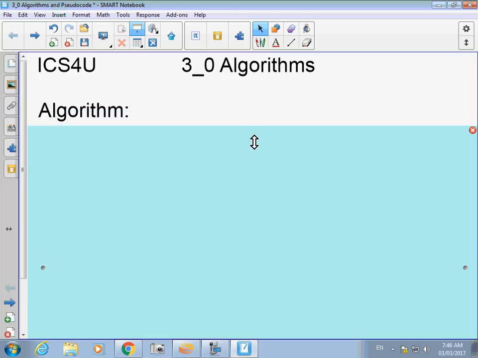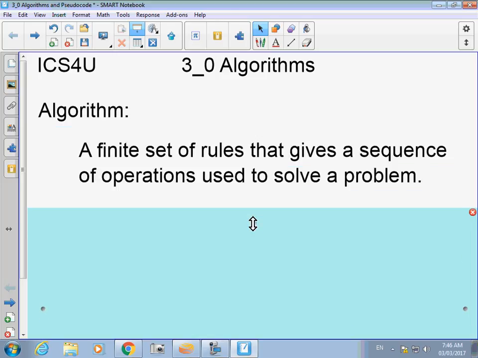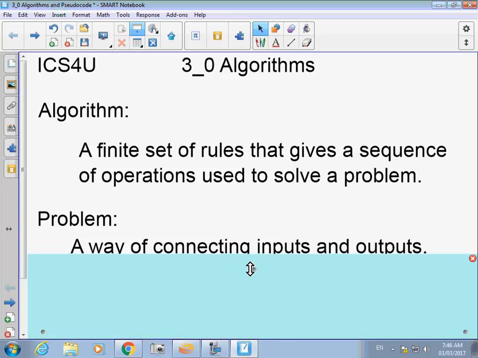An algorithm, and this is the definition you saw last year: an algorithm is a finite set of rules that gives a sequence of operations used to solve a problem. And we talked about last year what finite means, and a sequence means this, then that, then the other. We're going to expand on this definition, and we'll see some very specific examples as they pertain to computer science algorithms. Now, when you hear "to solve a problem," well, what's a problem?